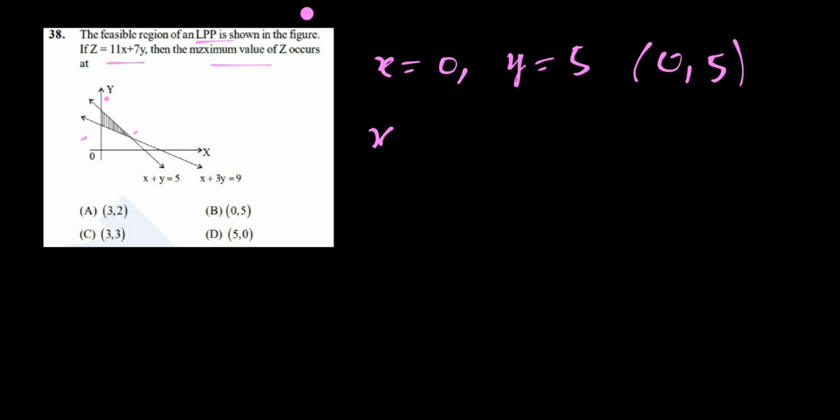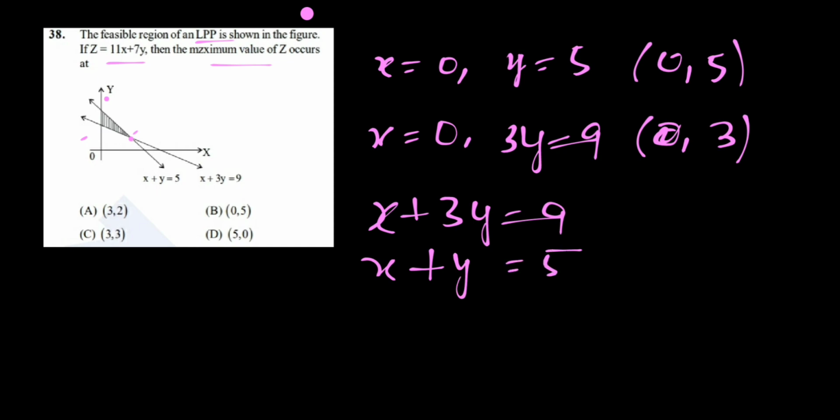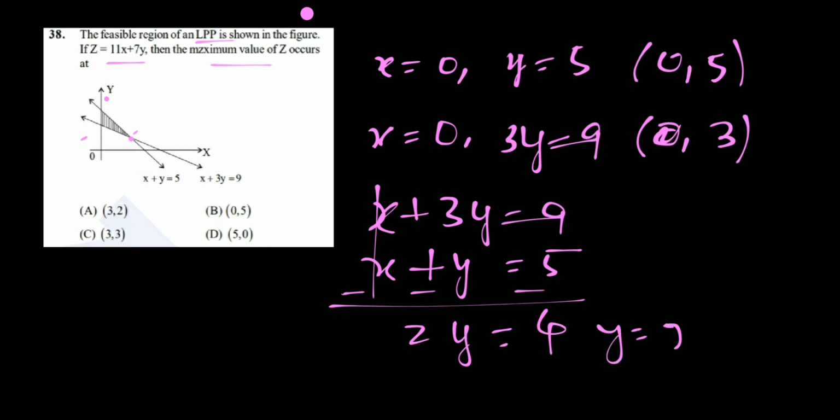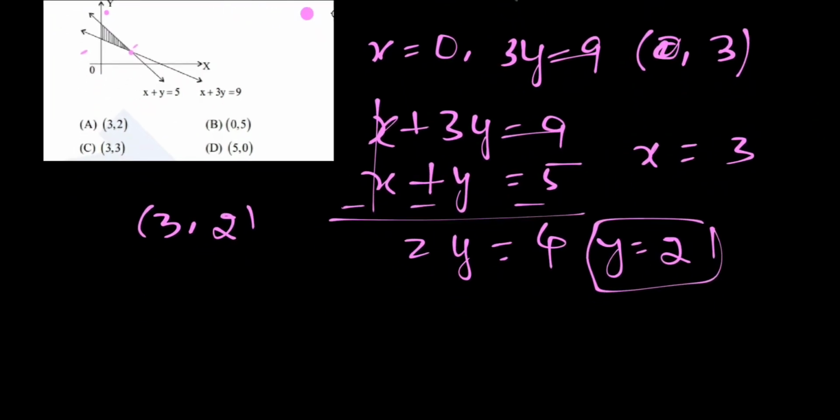Next, x is equal to 0 in the second line equation: 3y is equal to 9. That is nothing but y is equal to 3. So substituting 0, you will get 3. Next, the intersection point. If you solve the two equations, x plus 3y is equal to 9 and x plus y is equal to 5, subtracting gives 2y is equal to 4, so y is equal to 2. Substitute y is equal to 2 in any one equation, you will get x equal to 3. So 3 comma 2 is also one critical point. So total 3 critical points.